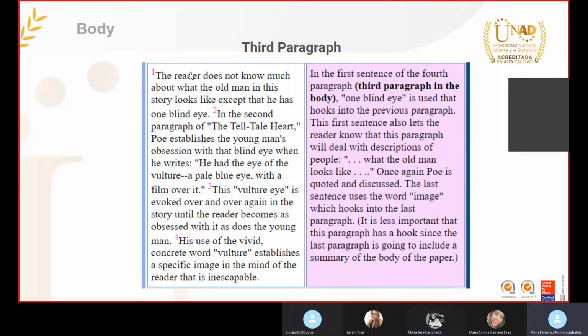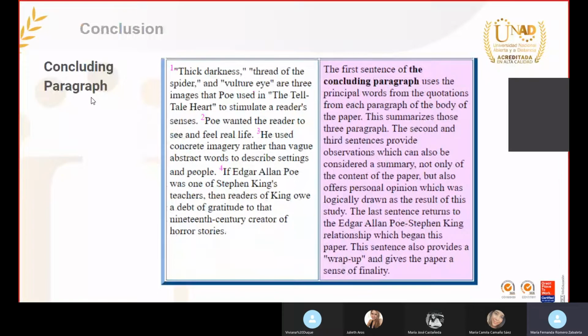So, the last thing to say about this paragraph is that he makes again a hook into the last paragraph. And as I told you, it is less important that this paragraph has a hook because the last paragraph is going to include a summary of the body of the paper. And we are going to see it right now. Look at the conclusion, the concluding paragraph.